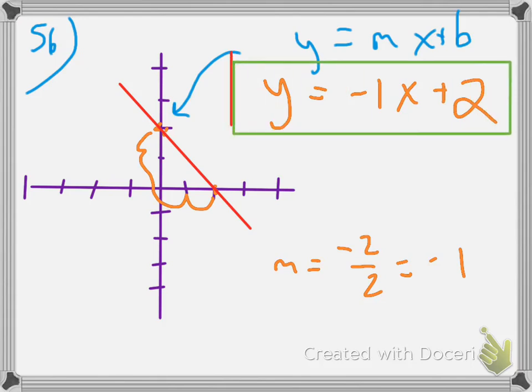Here's the equation. You can just look at it. Goes through 2, goes down 2 over 2. That's it. It's definitely negative slope. So make sure you have the right sign for your slopes. Alright, one more.